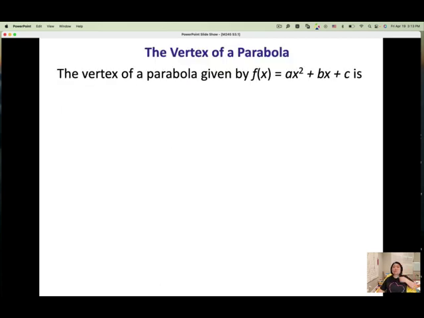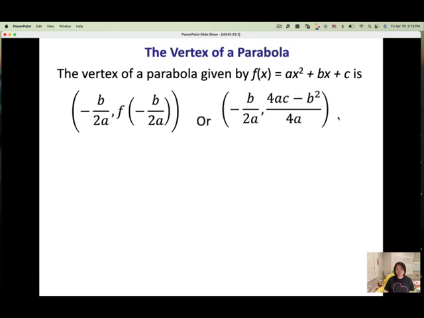Okay, and then the vertex of a parabola. The vertex of a parabola given by these quadratic equations: without using the completing the square method, we could apply the vertex formula. We could just find out the vertex directly. This is the formula. When you find the x coordinate, you could use -b/2a. After you get the x coordinate, you could put it back here to find out your y coordinate. I'm not going to ask you guys to memorize this.